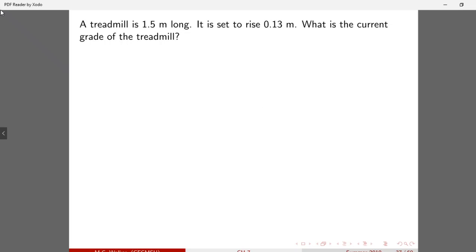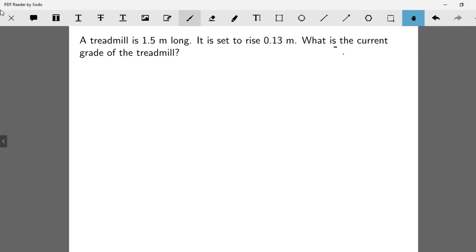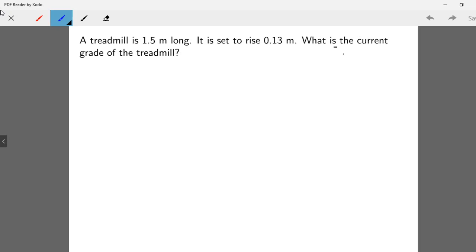So a treadmill is 1.5 meters long. It is set to rise 0.13 meters or 13 centimeters. What is the current grade of the treadmill? We need to find the vertical change divided by the horizontal change. So I'm going to draw a quick little treadmill picture here.